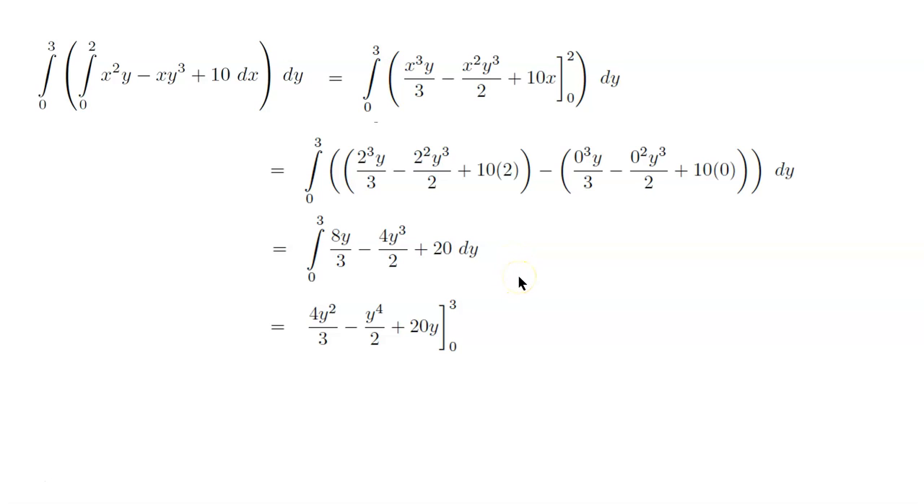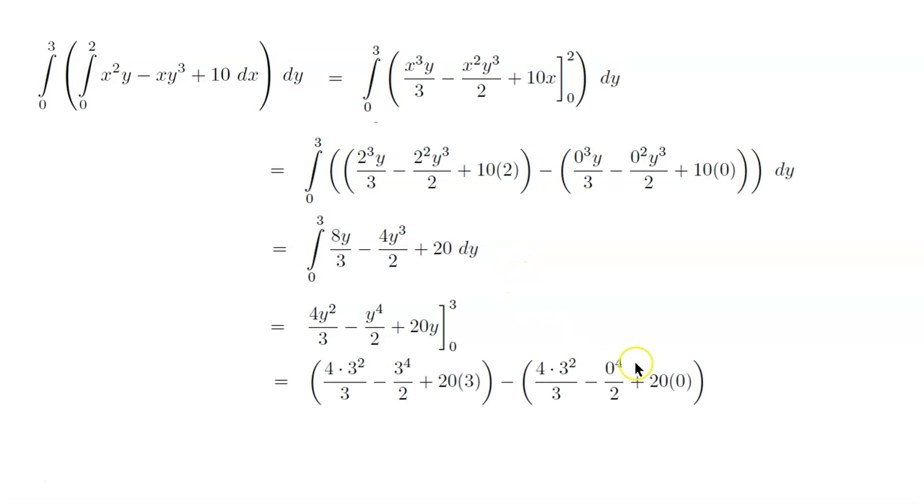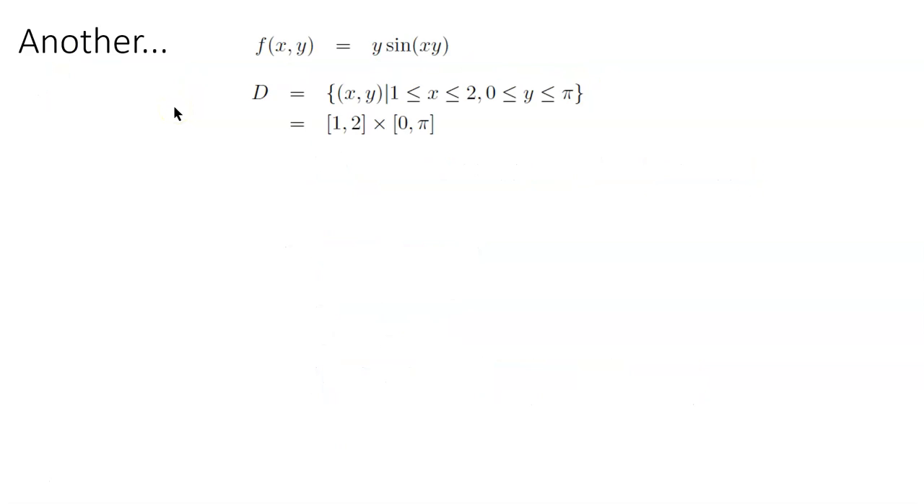I plug in the 3 and then plug in the 0. The zeros go away. Oh, that should have been a 0. We'll pretend that's a 0. This is all that survives, and when you simplify, you get 31.5. So that's not too bad. Nice polynomial thing. Order doesn't matter. Go either way. Let's look at something a little bit different.